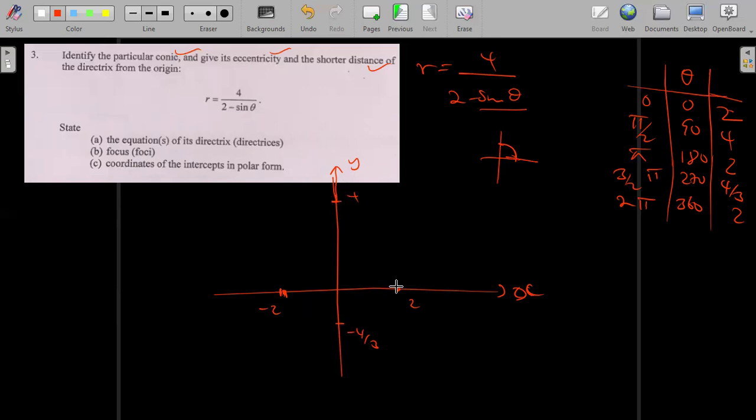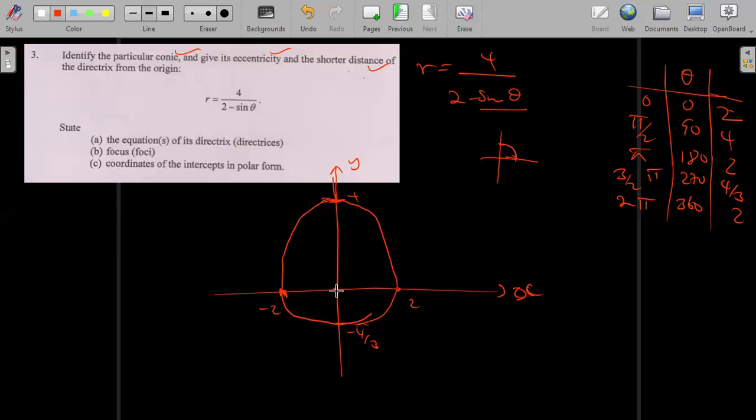At 360 it's still at 2. So if I join these, I'm going to have that there. This might not be drawn to scale properly, but like that, you're going to have your ellipse, something like this. So this is going to be your ellipse, and now you have to label this ellipse.